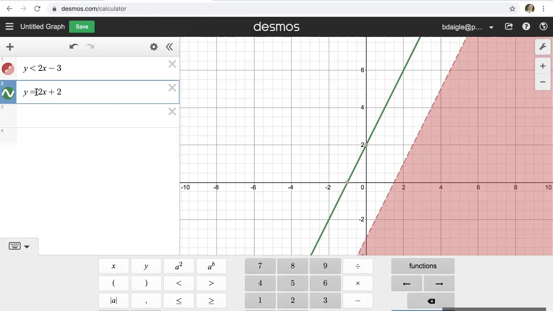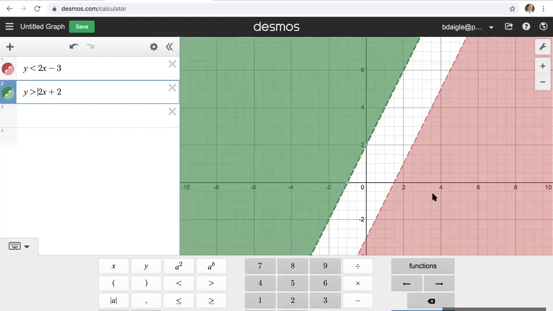If I change this equal sign for the green component or condition, I'll show you two things here. If I shade above, y is greater than, notice this is inconsistent because there are no solutions that overlap. This is an inconsistent system of inequalities.